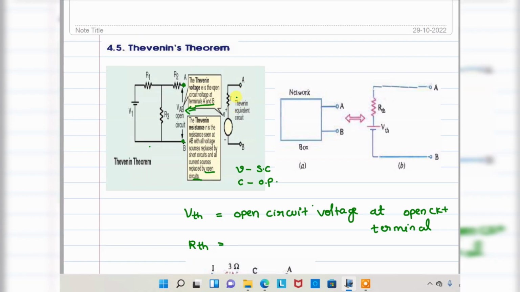So once you have both, Thevenin's resistance as well as Thevenin's voltage, this diagram shows clearly, this is a network we have. Across these open circuited terminals, maybe that may be connected to any load resistance. So this particular circuit you are converting to Thevenin's resistance in series with Thevenin's voltage. These two terminals are kept open. This is the Thevenin's equivalent circuit.